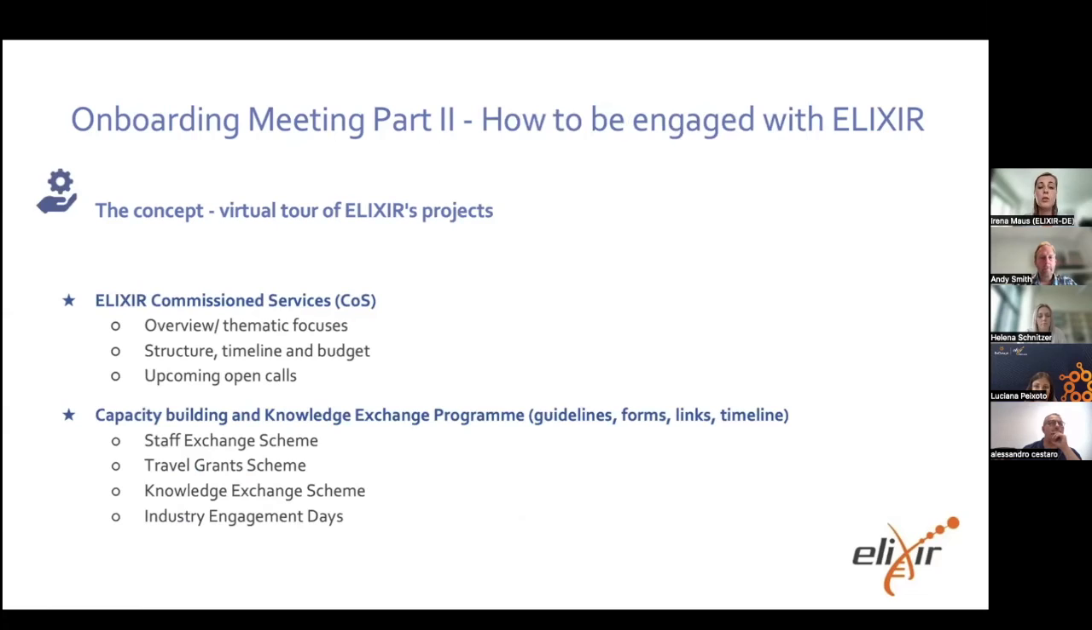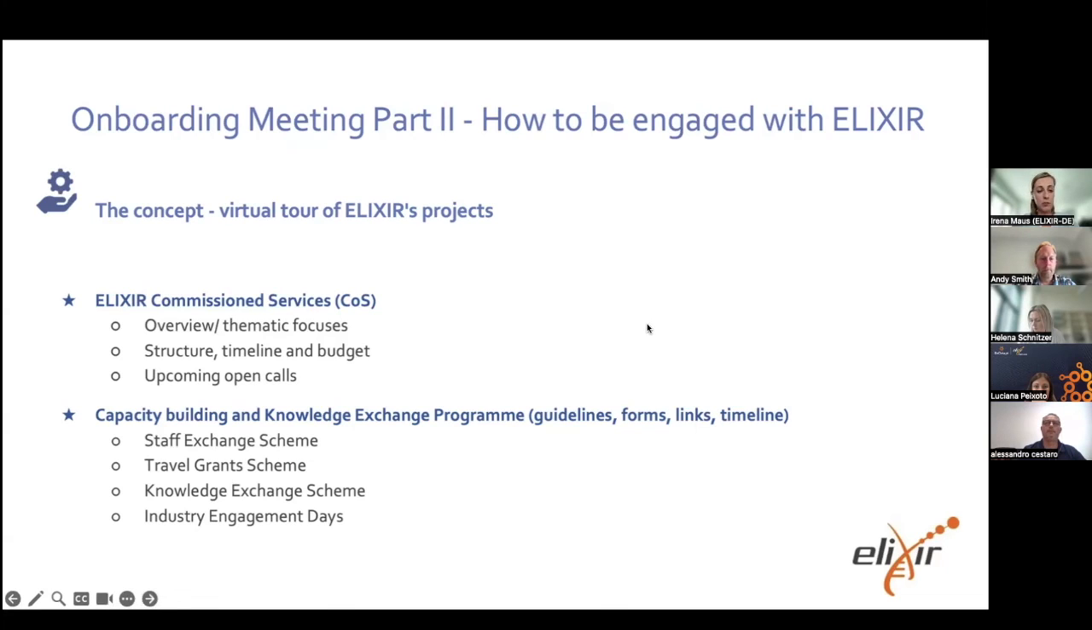Moving forward, I also explain to a new member how to be engaged in ELIXIR. By doing so, I do basically a virtual tour of ELIXIR's projects, being Commissioned Services and capacity building and knowledge exchange programs. We already heard about the Commissioned Services. Here, during the onboarding process, I outline the structure, the timeline, the thematic focuses of these Commissioned Services, and also announce the upcoming open calls.